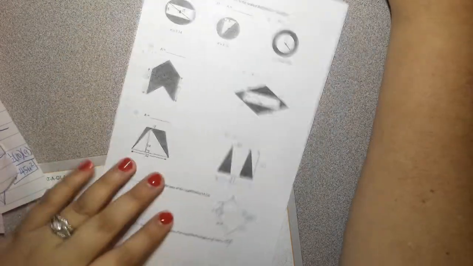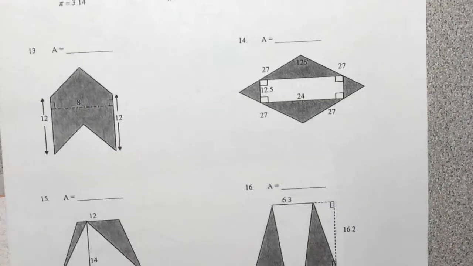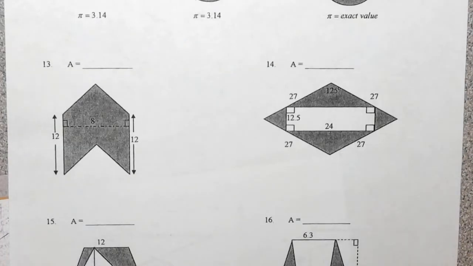All right, now your homework is a half sheet. I'm going to do number 13 and 14 for you just because they are a little bit more difficult. 13 is not too hard, but it's hard to see how to get the answer. You've got to see one thing to get the answer.